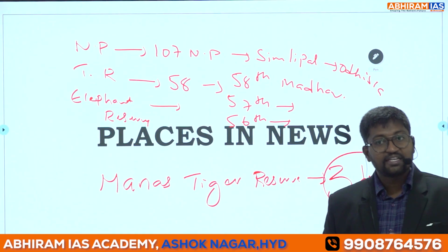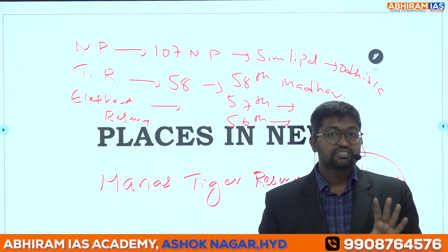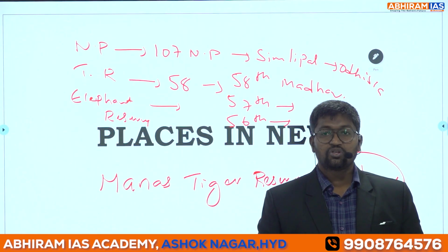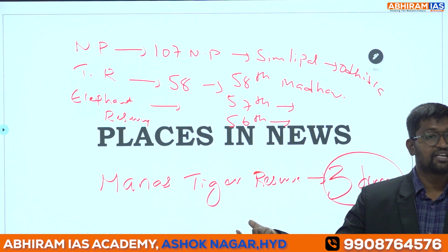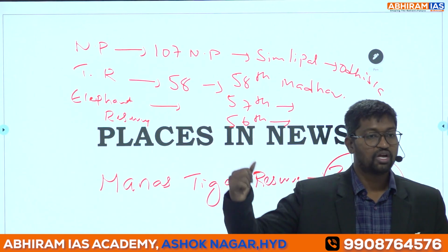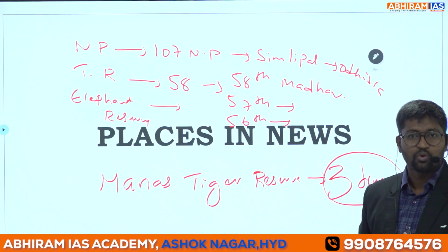Or they might give states and ask you to arrange them in ascending order and descending order in the context of tiger reserves. Which state is having more tiger reserves? Are you understanding what I am trying to say?